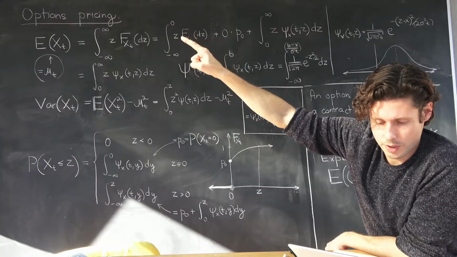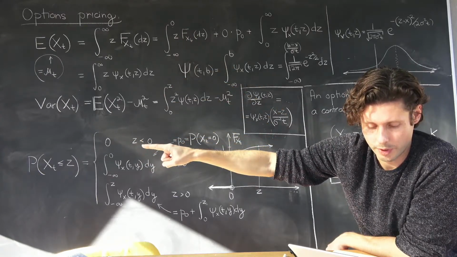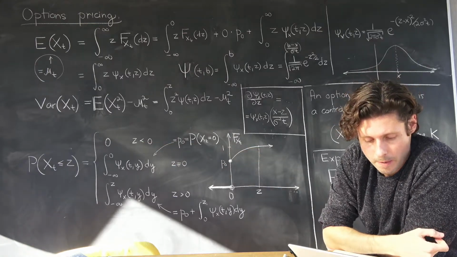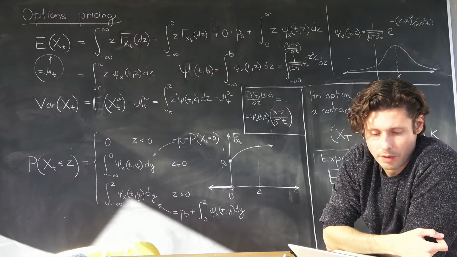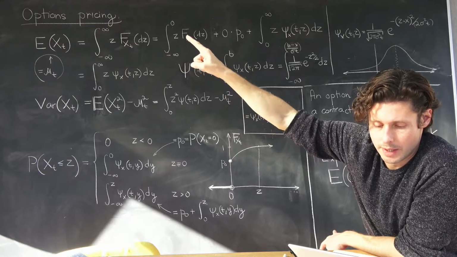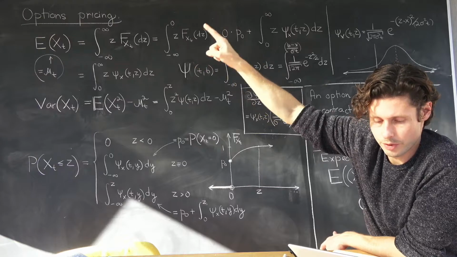Fortunately, we know that there is a density on this open interval from negative infinity to 0. The density there is 0, and so regardless of the z here, the density between these limits is 0, and this whole integral just goes away.